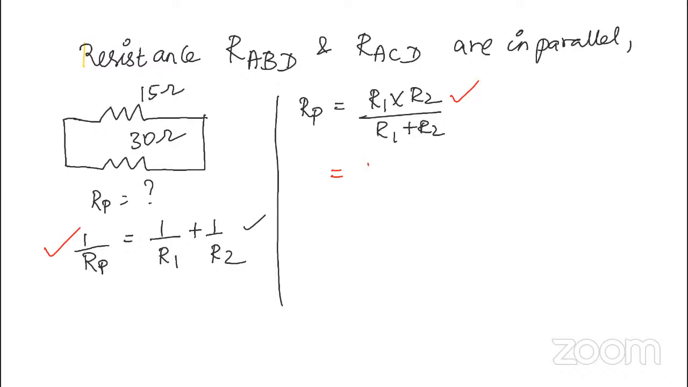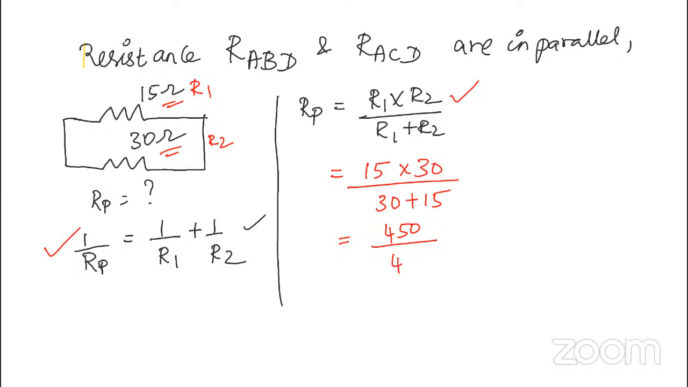Okay. So what is the value of R1? It is 15 into, what is the value of R2? It is 30. So 30 divided by 30 plus 15. Okay. So which is equal to 450 divided by 45. Okay. So let us now cancel this one. So RP value should be equal to 10 ohms.